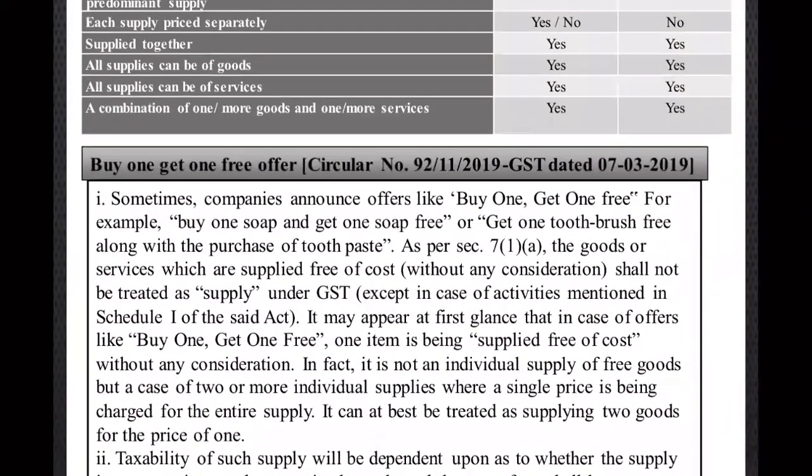See, one clarification has come regarding this. Okay, buy one get one offer. For a buy one get one offer, what actually has to be done? Whether it is a composite supply or a mixed supply. Sometimes companies announce offers like buy one get one free. For example, buy one soap get one soap free, or get one toothbrush free along with the purchase of a toothpaste.